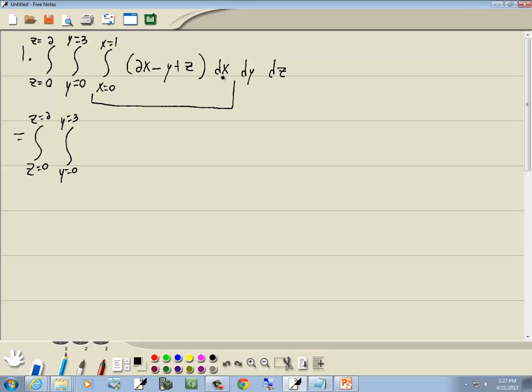Now I'm integrating this with respect to x. So the 2x, the 2 remains, and add 1 to our power, divide by new power. The minus y, we treat the y as a constant, if we're integrating with respect to x, so this will be a minus xy plus xz dy dz. Oops. Try it again. This is from x equals 0 to x equals 1.